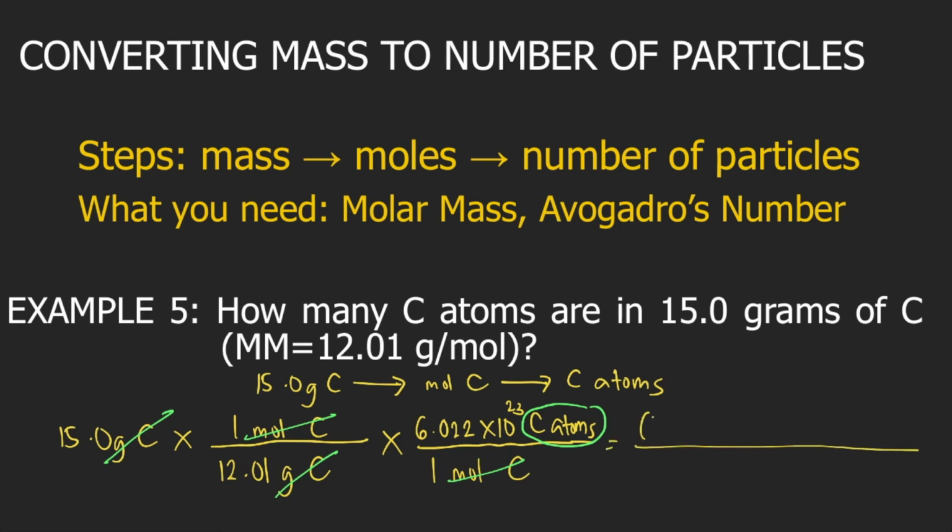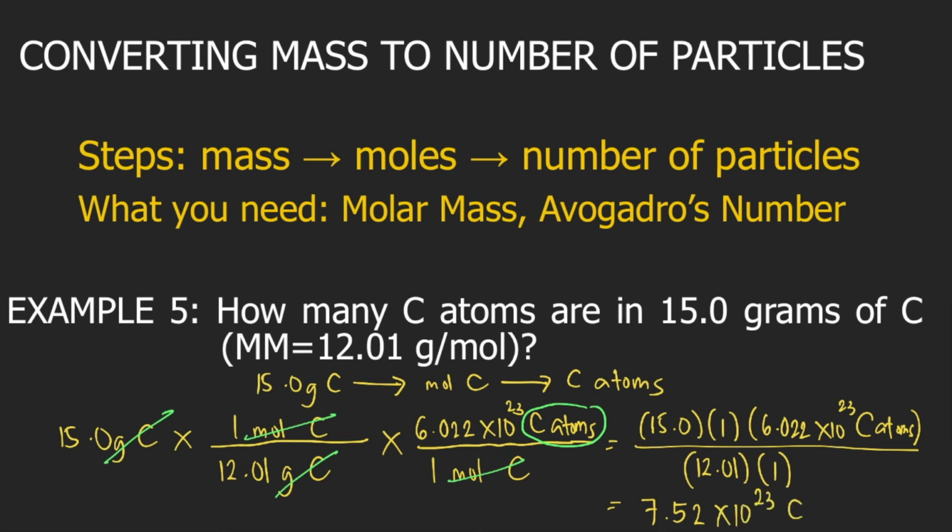So on top, we have 15.0 times 1 times 6.022 times 10 raised to 23 carbon atoms. And on the bottom, we have 12.01 times 1. And if you solve this in your calculator, this is equal to 7.52 times 10 raised to 23 carbon atoms. This is the answer to the question.